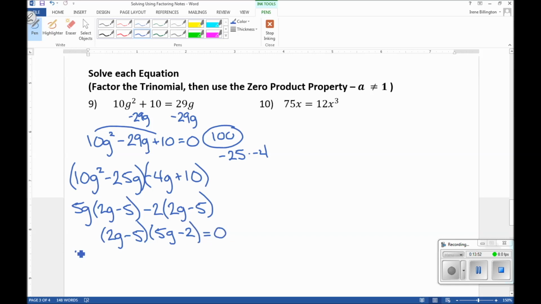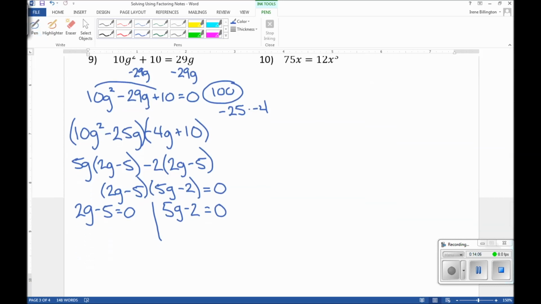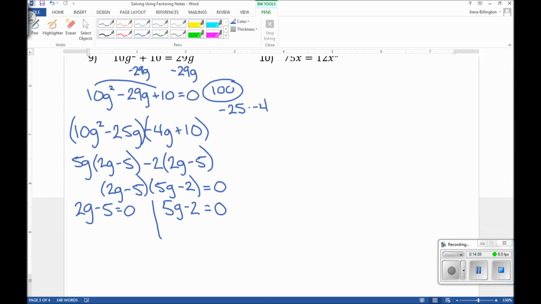So now I take my two factors and set them each equal to 0. 2g minus 5 is 0. And 5g minus 2 is also 0. So we're going to solve that equation. Okay, for our first equation, we would add the 5 to each side. So 2g is equal to 5, divided by 2. So g would be equal to 5 over 2. Same thing as 2.5.